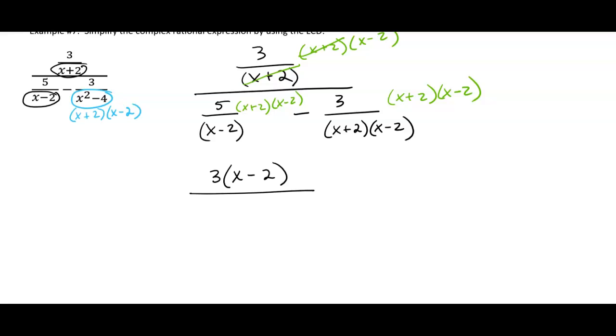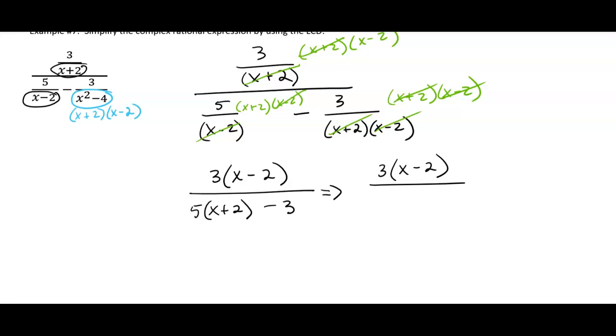And then in the denominator, let's see what happens. Well, the x minus 2's cancel there. So I have 5 times x plus 2. And then on the other part, the x plus 2's cancel and the x minus 2's cancel. So I just have minus 3. Now, you might be thinking something wonderful is going to happen right there. But it's not. So in the numerator, I can leave it 3 times x minus 2.